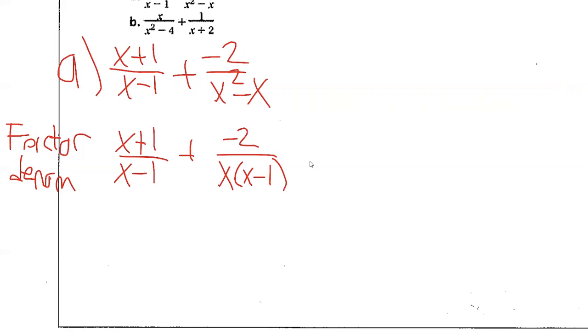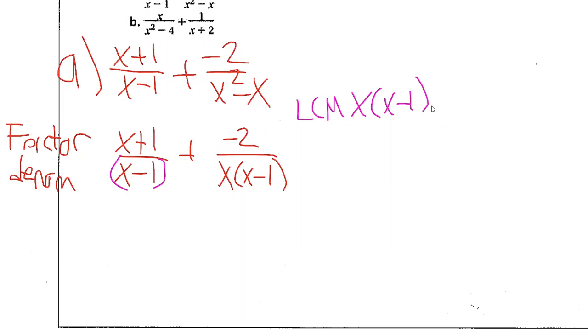So if you think about what the least common multiple would be, you don't have to really write this out, but at least in your head, what's this part missing from this part? Well, it's missing the x. So our least common multiple would be x times x minus 1. The second expression already has that least common denominator, but we have to change that first fraction so it has the same denominator.